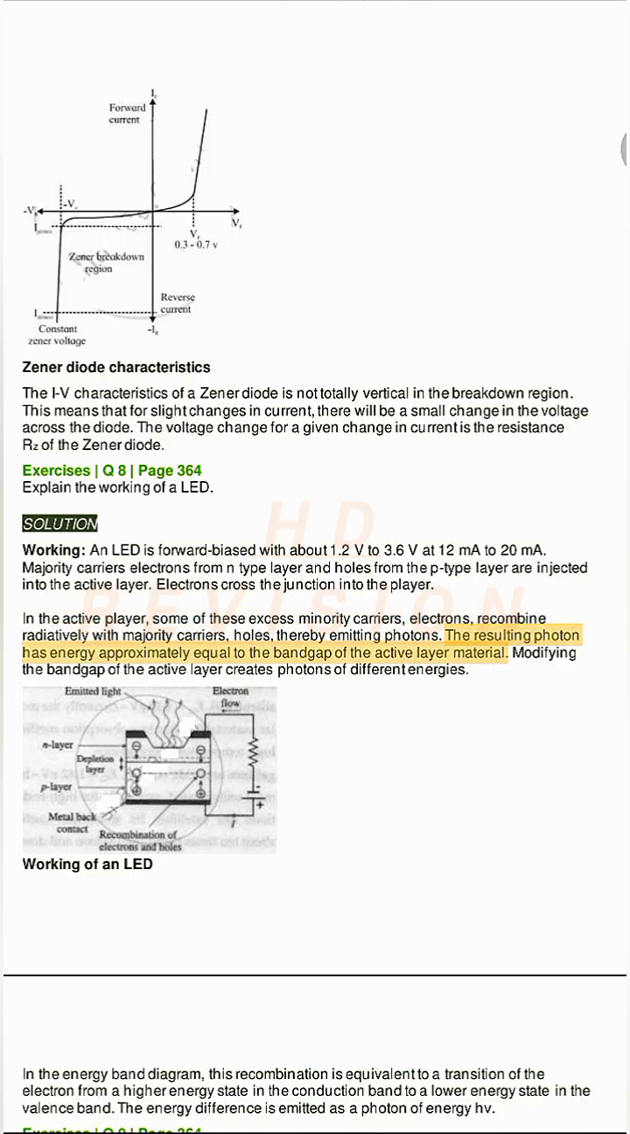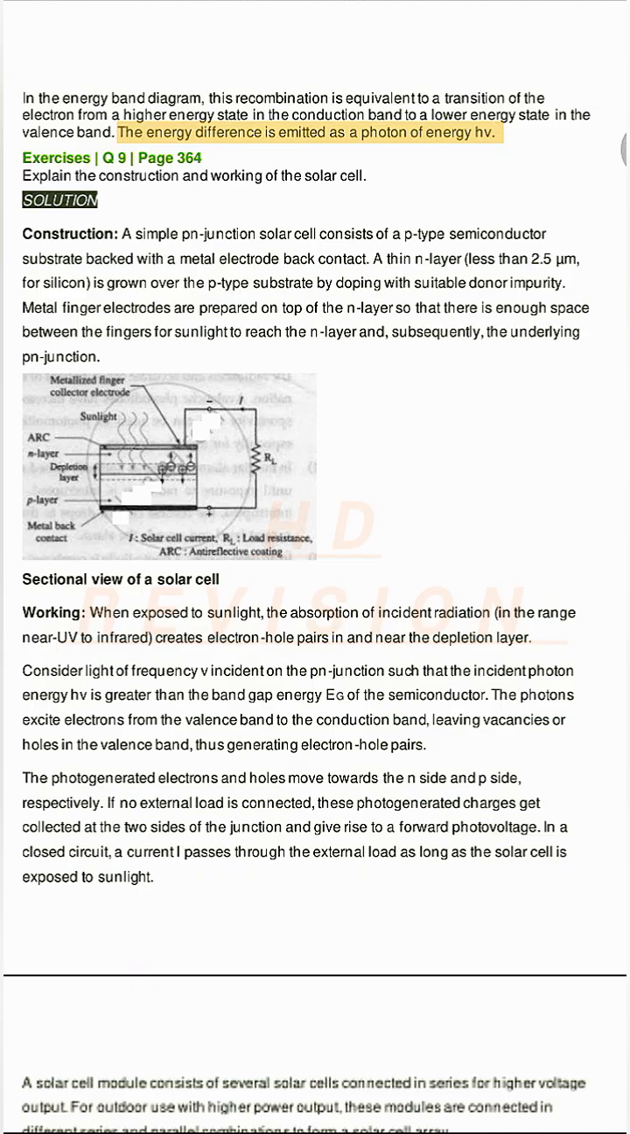The resulting photon has energy approximately equal to the bandgap of the active layer material. Modifying the bandgap of the active layer creates photons of different energies. Working of an LED. In the energy band diagram, this recombination is equivalent to a transition of the electron from a higher energy state in the conduction band to a lower energy state in the valence band. The energy difference is emitted as a photon of energy hν.